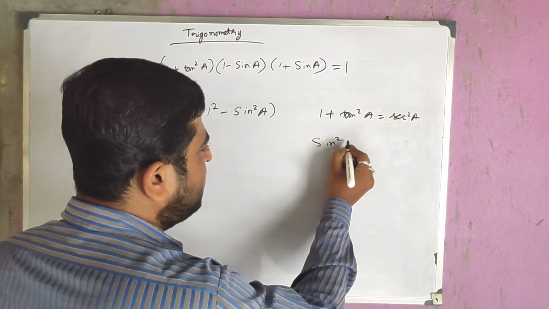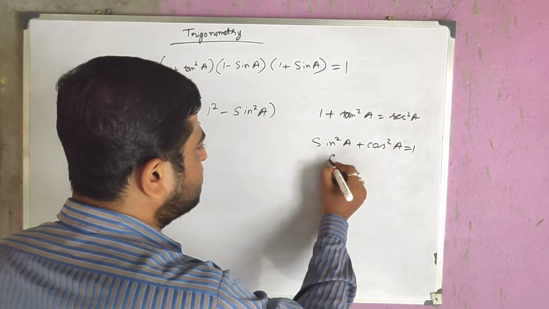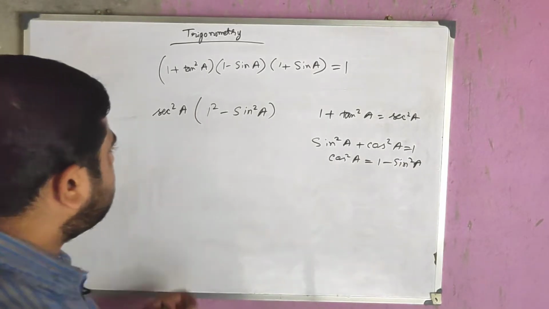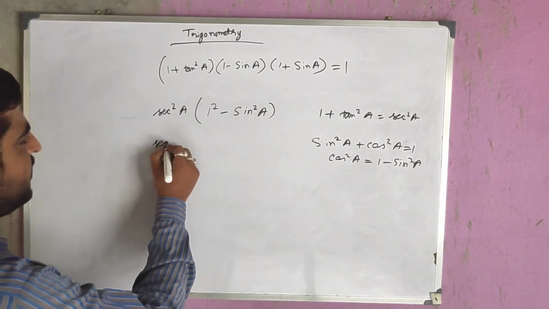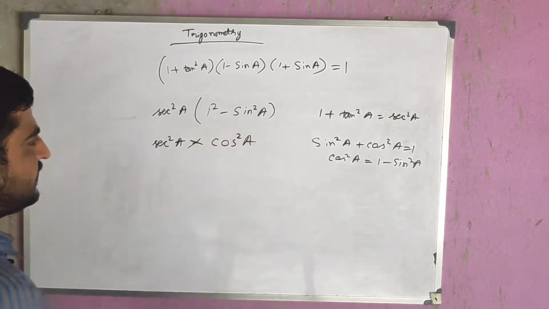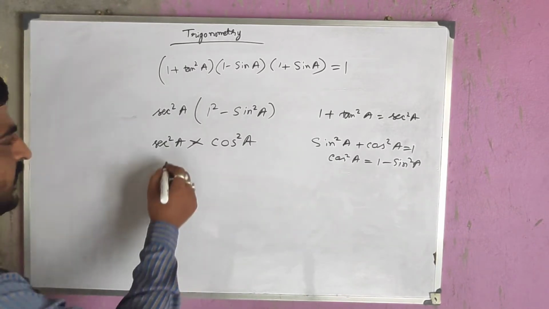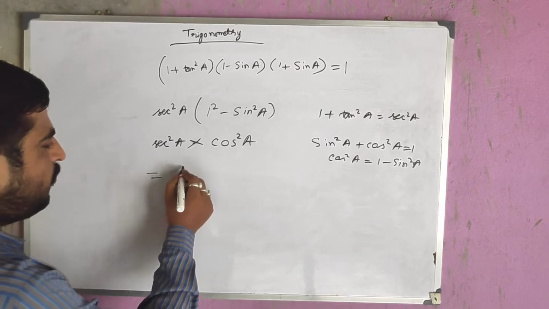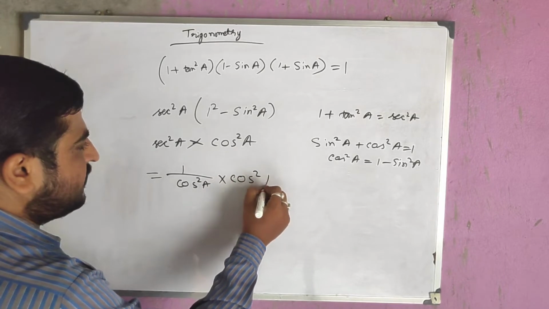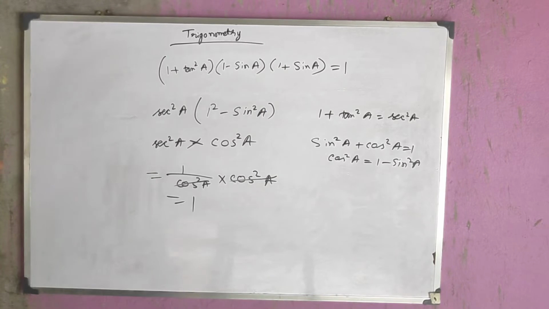From sin square A plus cos square A, we know that it is 1. So from here cos square A equals 1 minus sin square A. So in the place of 1 minus sin square A, we can put cos square A. Last day I told you sec square A is the reciprocal of cos square A. So sec square A into cos square A, we can put 1 by cos square A into cos square A, that equals 1. Proved. Next sum.